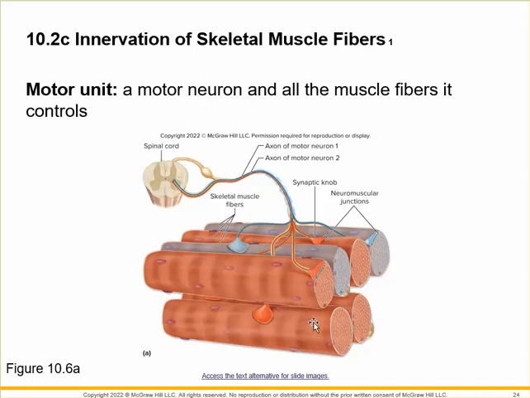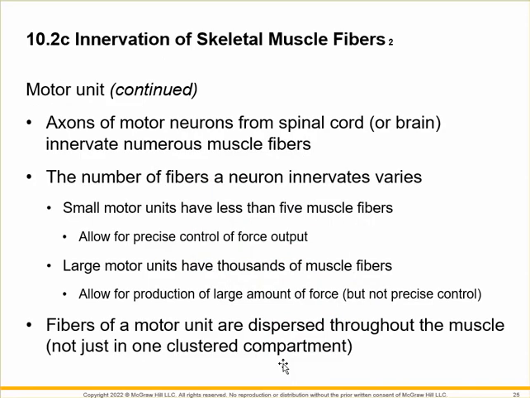You'll also notice that in this picture, there are multiple nuclei and they're all on the periphery. And you can see the striations. You can see the A bands and the I bands through the microscope. So a motor unit is a motor neuron and all the muscle fibers that it controls.